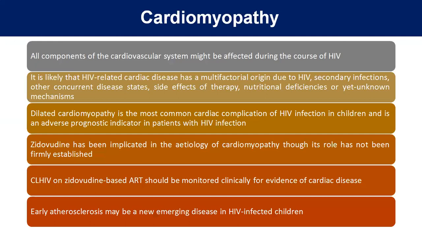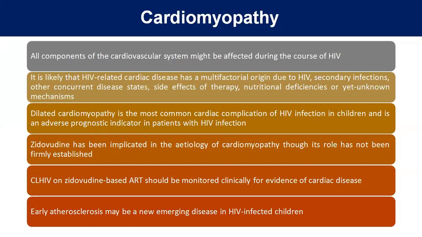A few other comorbidities which a CLHIV patient can present with: cardiomyopathy. All components of the cardiovascular system might be affected during the course of HIV. It is likely that HIV-related cardiac disease has a multifactorial origin: due to the virus itself, due to various secondary infections, other concurrent disease states, side effects of therapy, nutritional deficiency, and yet unknown factors.